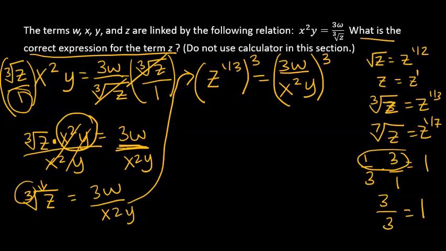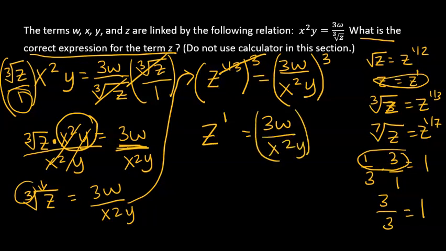If I gave you 1 cookie and divided it by 1 cookie, how many cookies do you got? Still got 1 cookie. If I gave you 10 cookies and divided it by 10, that's 1 cookie. I don't know if that was a good example. Okay, so we're going to get rid of that, and it becomes Z. It's basically an invisible little 1 right here, kind of like this right here. And then we have 3W over X squared Y to the 3.